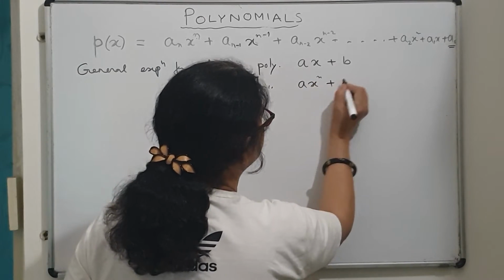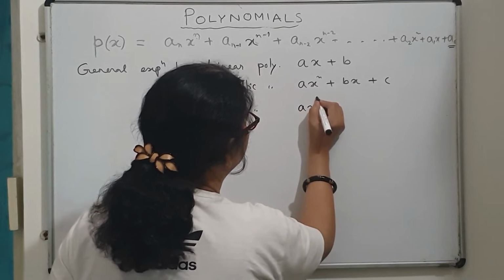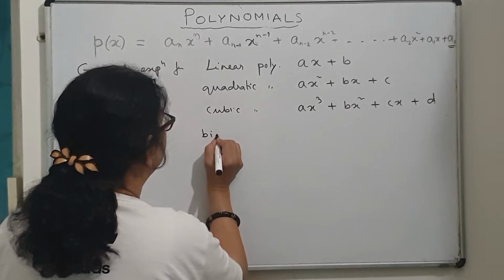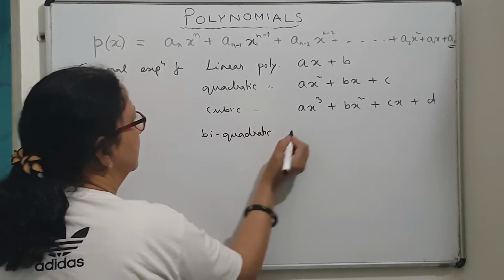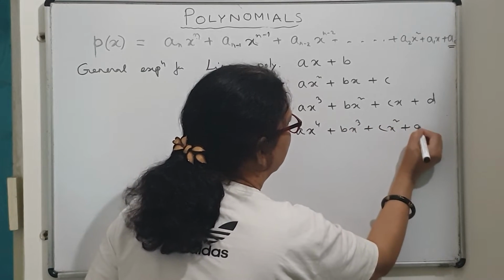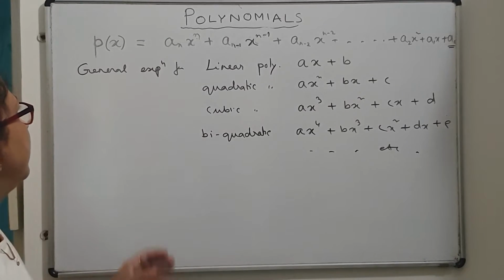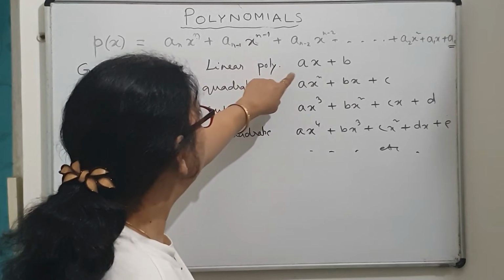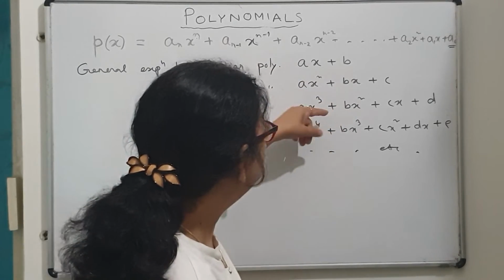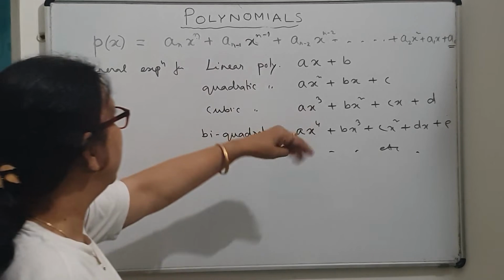So for quadratic, ax square plus bx plus c. For cubic, ax cube plus bx square plus cx plus d. Then for biquadratic, ax to the power 4 plus bx cube plus cx square plus dx plus e, etc. So this is the general convention of writing a polynomial. That means you see, the coefficient of the highest power will always be a, and in this way the coefficients of the decreasing terms follow the alphabets. Okay, so this is the convention of writing a polynomial of different degrees.